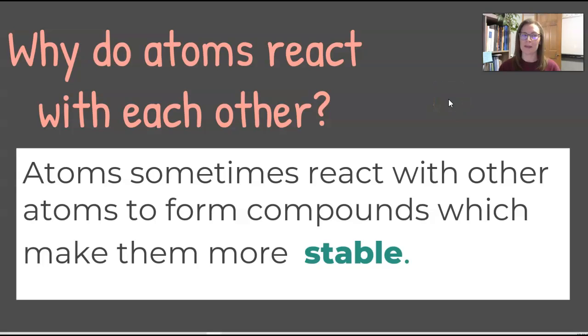Let's start by talking about why atoms react with each other. Some atoms on the periodic table are not very stable, and sometimes atoms react with each other to form compounds because the compounds make those atoms more stable. Right? What does it mean when we say the word stable?